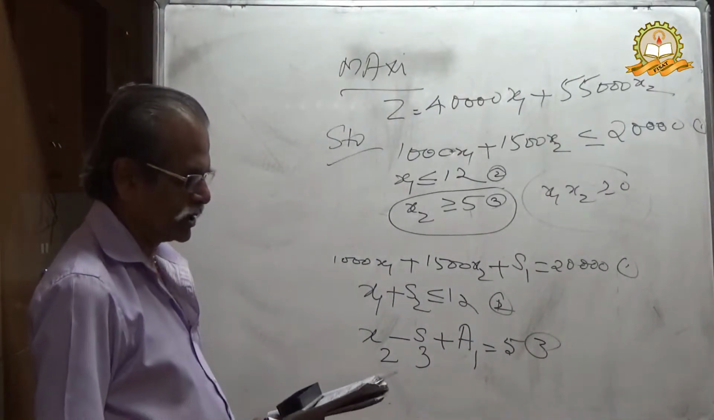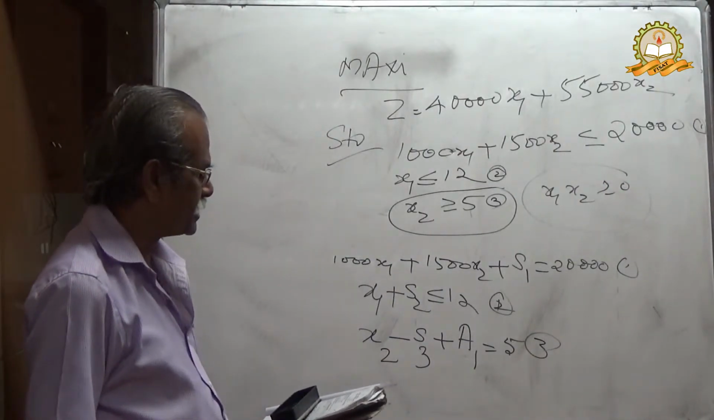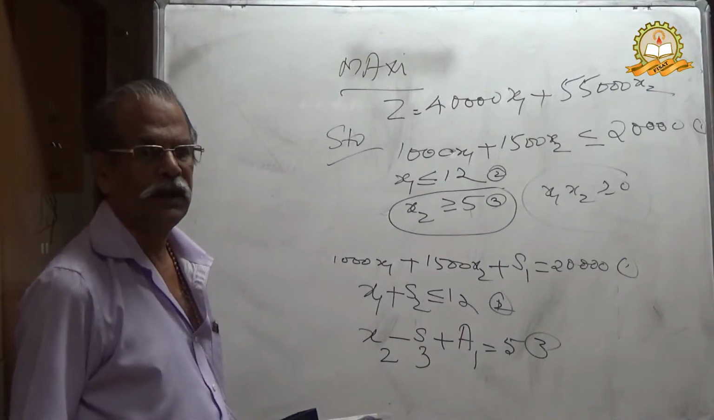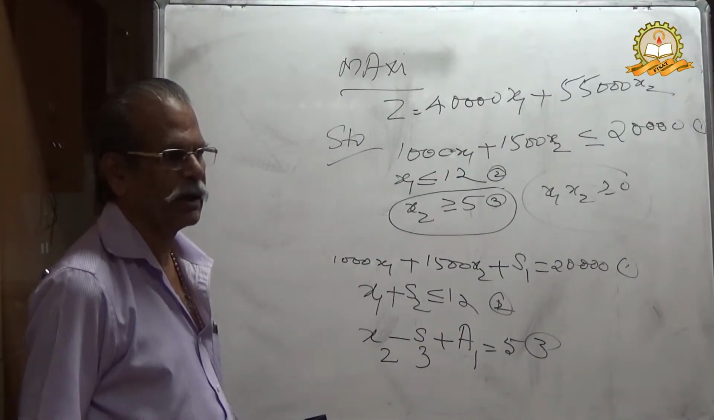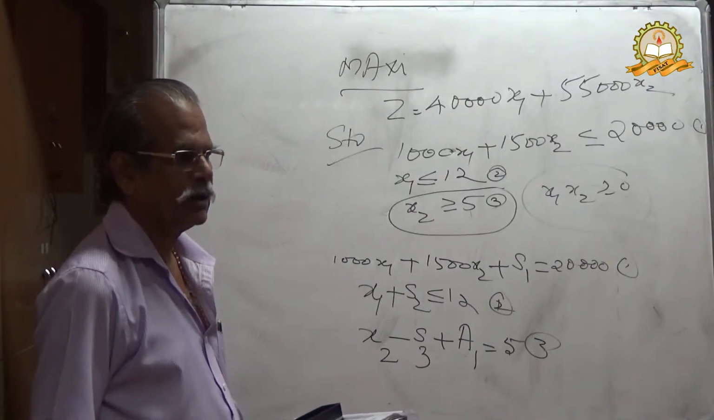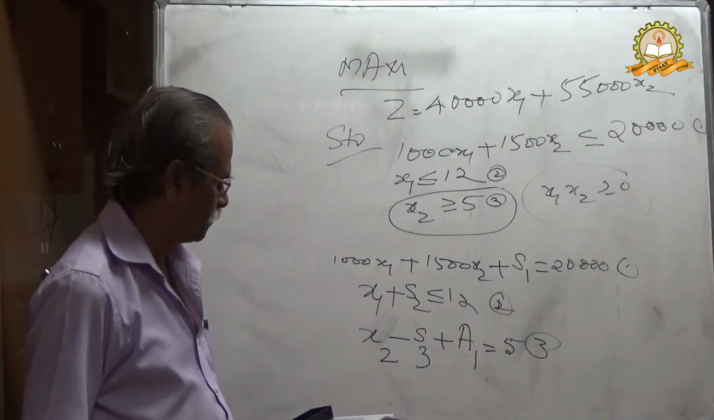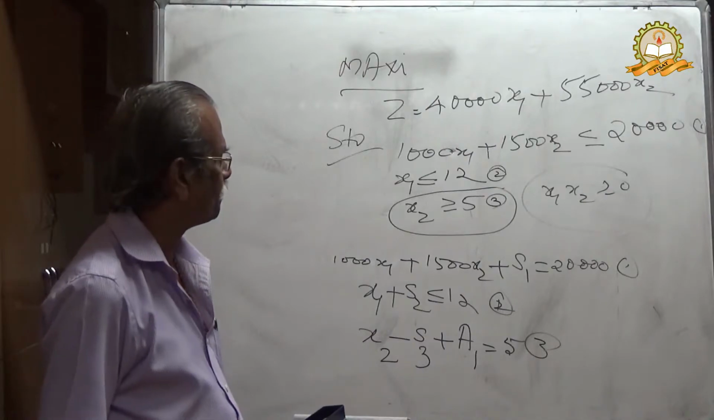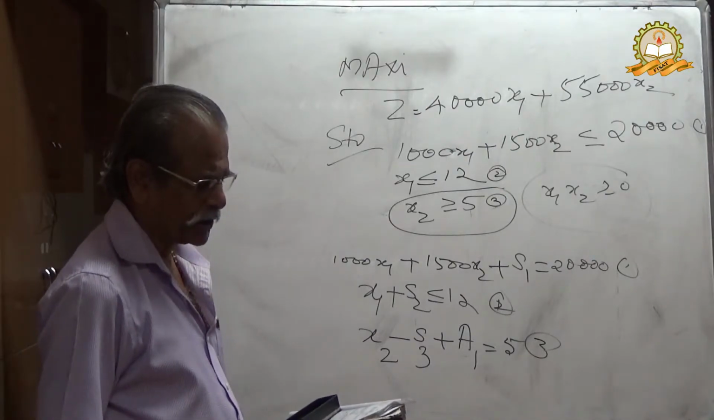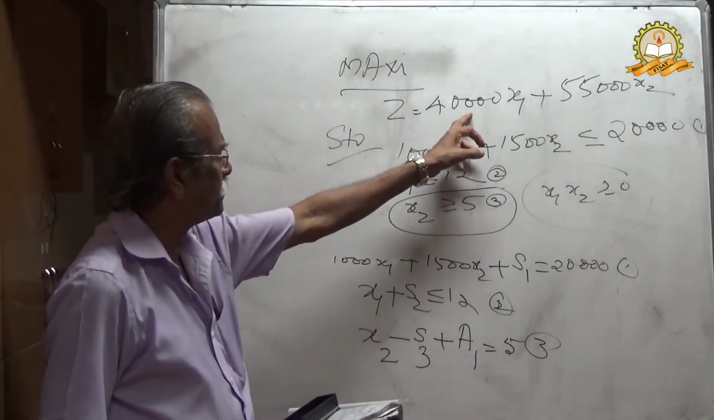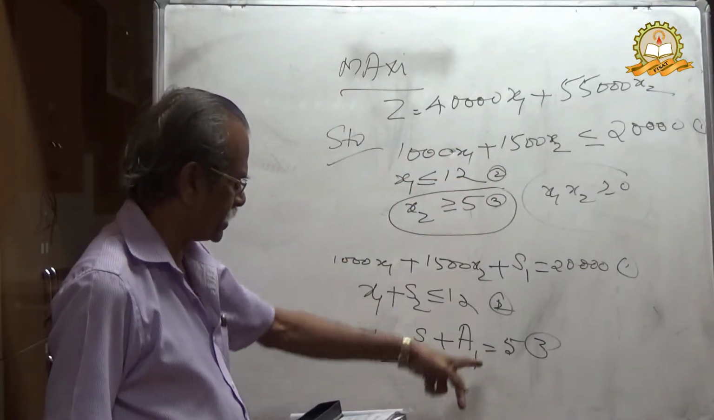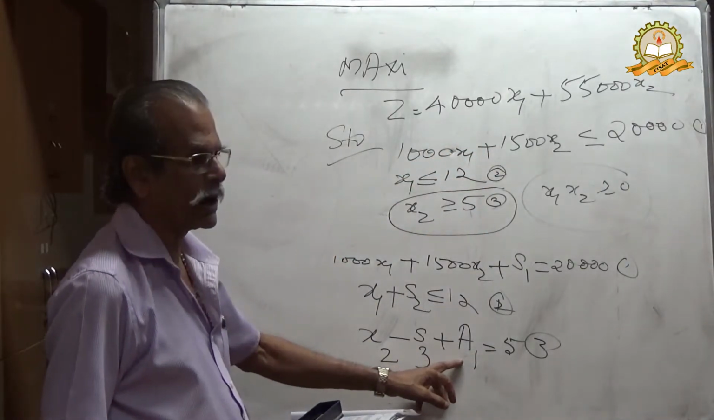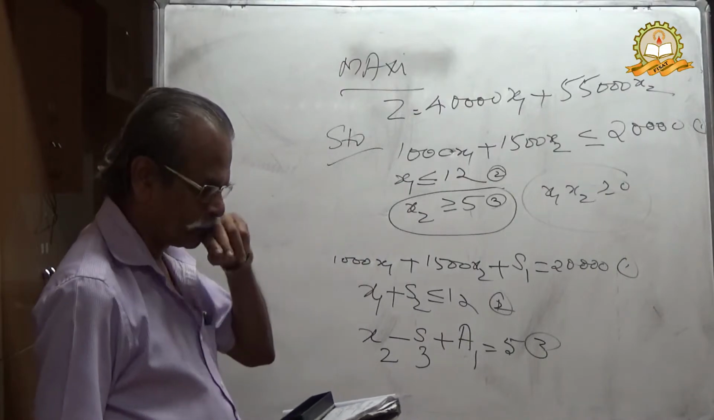Therefore, if you see any constraint of the type greater than or equal to, then we change that into an equation by subtracting a surplus variable and adding an artificial variable. Equation 1 is less than, this one is greater than, therefore subtracted and added.